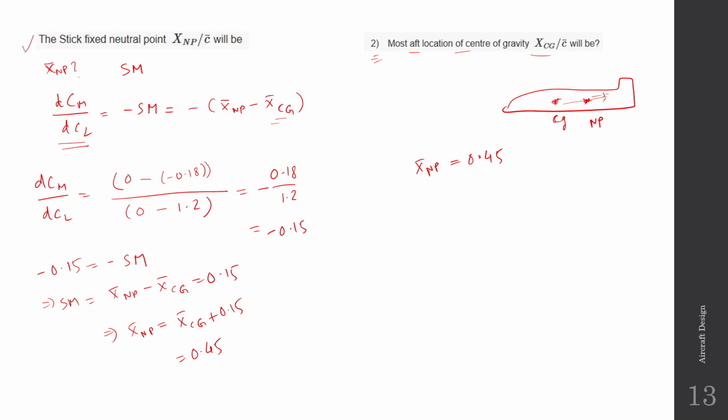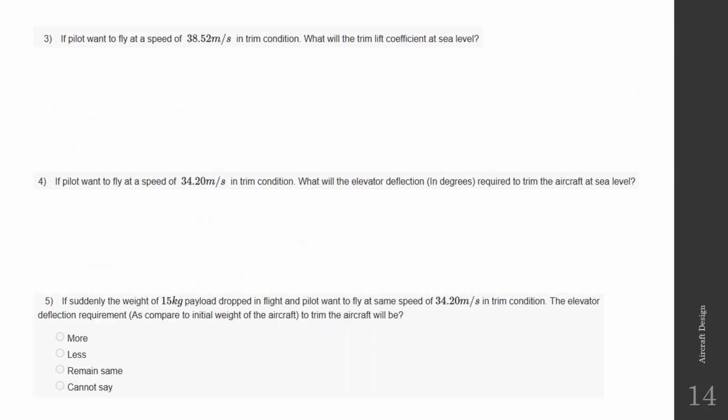Okay, so now moving on. These are the rest of the questions.